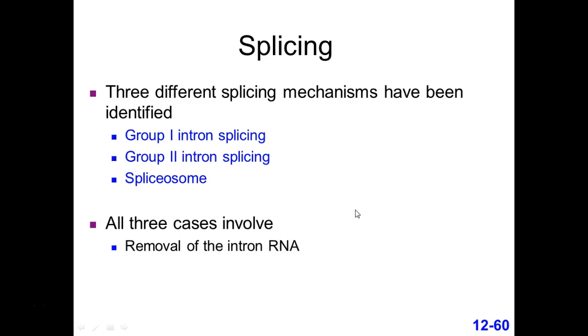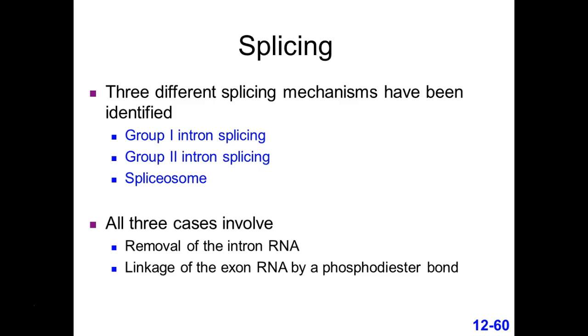All 3 of them involve removing introns out of the RNA, and the linkage of the exons in the RNA together. If we're going to cut pieces out, we've got to link them back together, so they all have to link those pieces back together if they cut out introns.